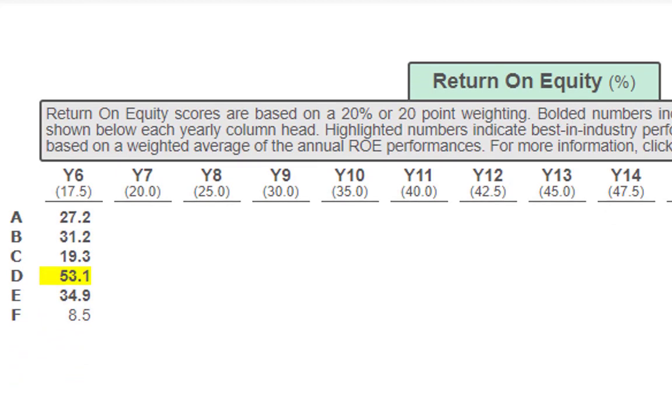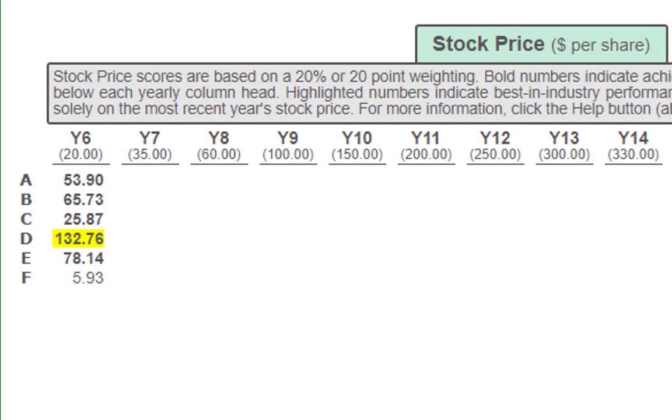Next, we have return on equity. Look, everyone met expectations. Great job, except for Company F. But that's okay. Like I said, this is just practice here. Company D obviously was the best in industry at 53.1 for return on equity. Next, we have stock price. Then again, everyone met expectation except Company F. We're not worried about that yet. We'll give them a few weeks and just see the growth. But I would say, look at Company D, though. Their stock price is at 132, which is fantastic for Year 6.